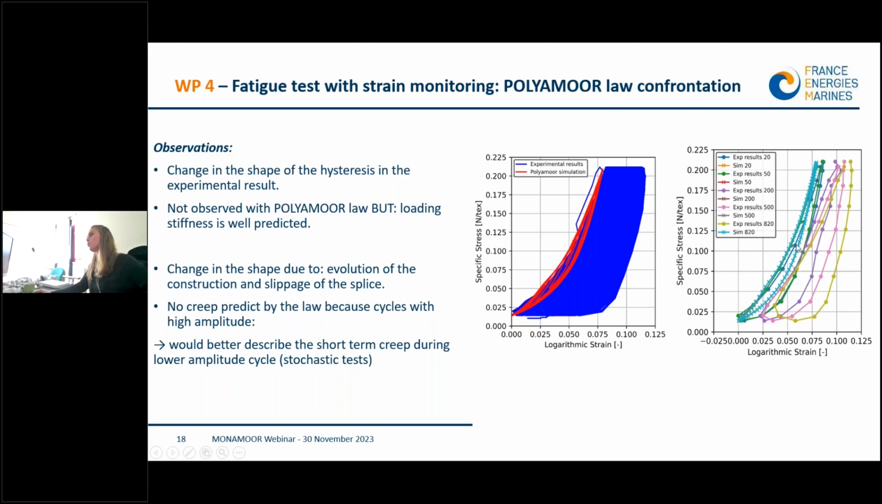And what we can see is that the Polyamide law is well describing the first cycle with a good hysteresis, good stiffness, but it will not represent the change in properties during the fatigue test on the photon subrope scale, which was mainly due to the construction. And so again, the next project of France Energy Marine will more deeply investigate the behavior of polyamide during fatigue test by performing tests with strain monitoring to validate this result, and again to try to improve the Polyamide law, maybe to describe more accurately the evolution of the shape of the cycle.